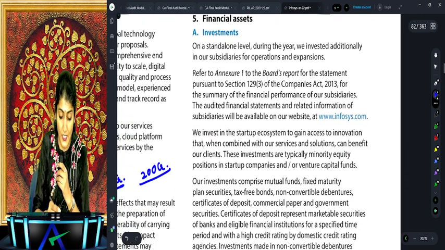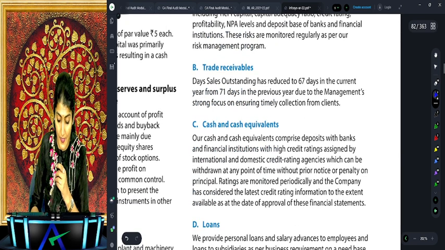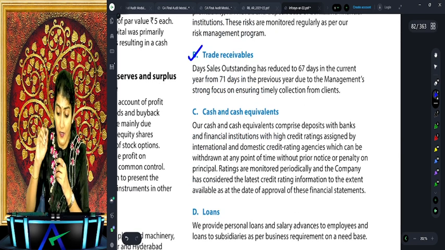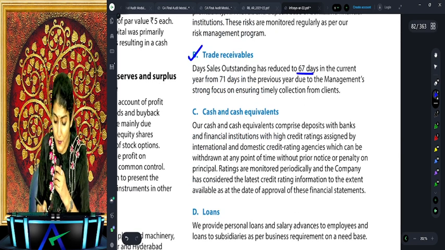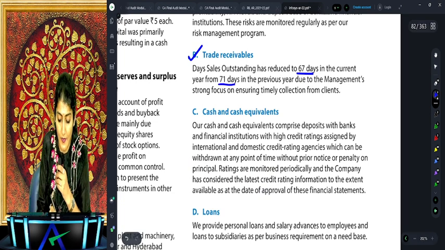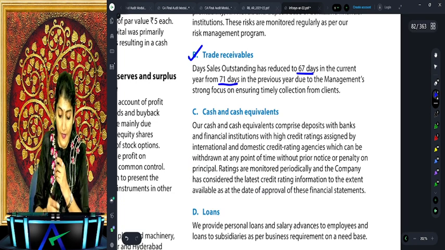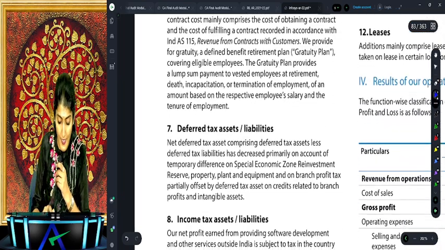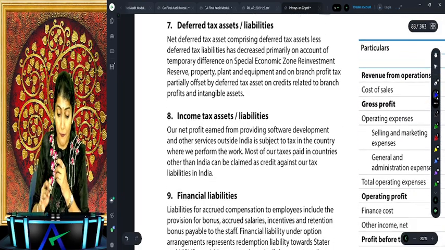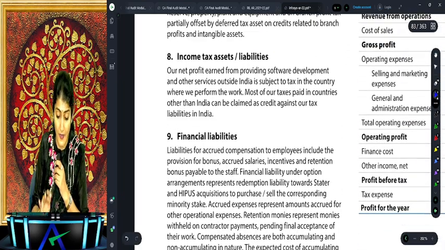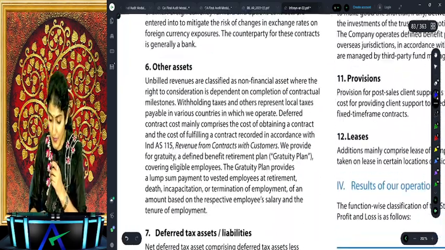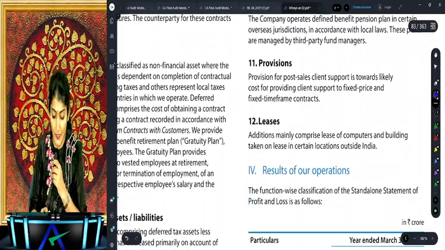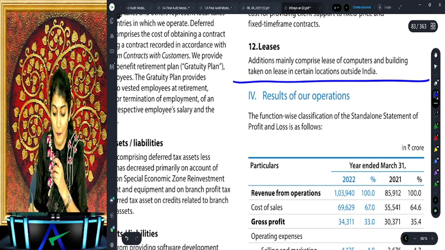Then what was the change in the financial assets, that is investments? What was the change in the trade receivable? Trade receivable outstanding has reduced to 67 days in the current year from 71 days. Then any change in the cash and cash equivalent. Then the loans, other financial assets, deferred tax asset and liability, income tax asset and liability, financial liabilities, right? Then the other liability, provision and leases. So this is all the balance sheet.